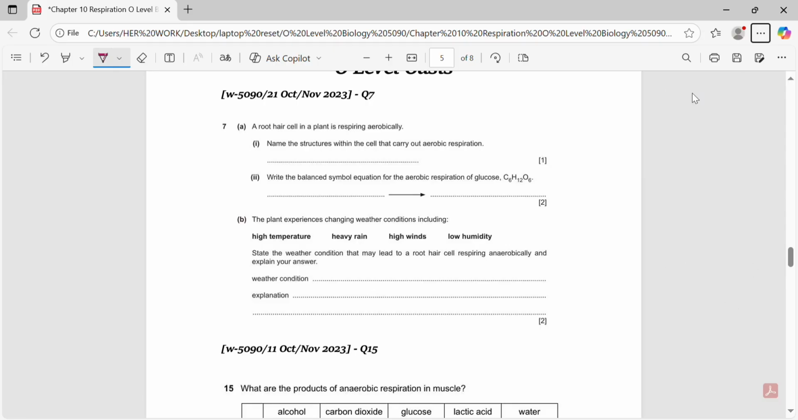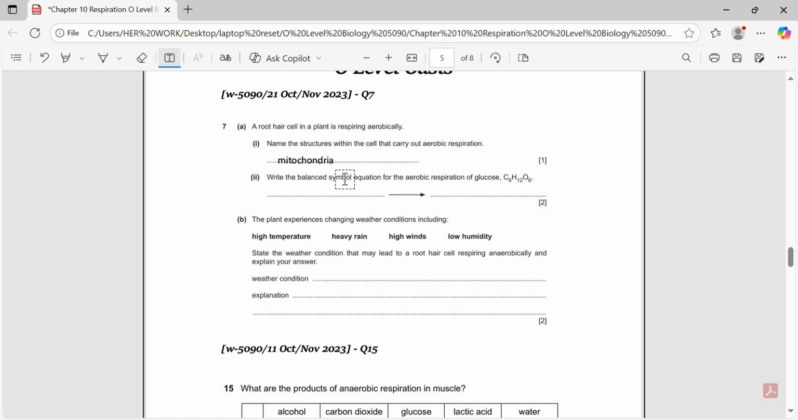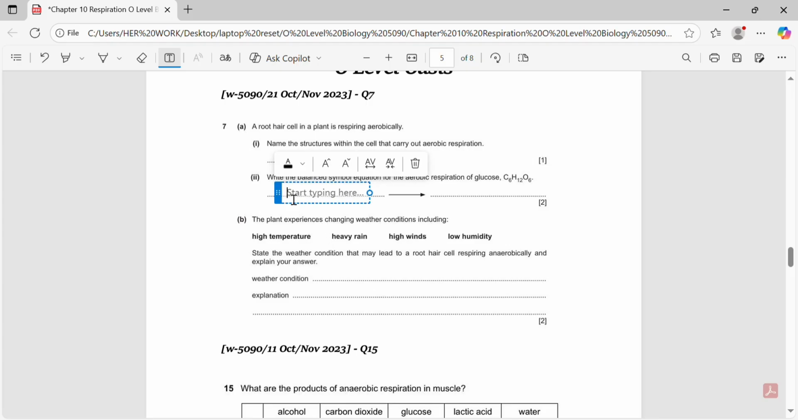Next we have another theory-based question. It says, a root hair cell in a plant is respiring aerobically. Name the structures within the cell that carry out aerobic respiration, so we will simply write mitochondria. Next part says, write the balanced symbol equation for the aerobic respiration of glucose, C6H12O6. So we will write, 1 glucose plus 6 oxygen produces 6 carbon dioxide and 6 water.